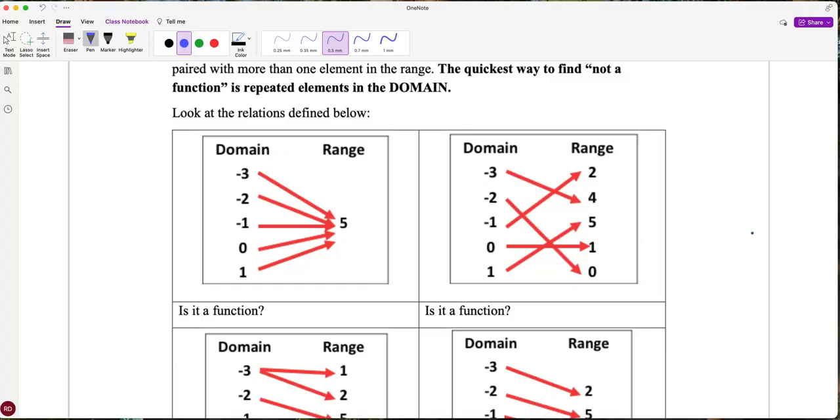Every domain only gives you how many answers? So how many answers do you get for -3? -2. All of these what? These are all giving you one answer. This is a function.